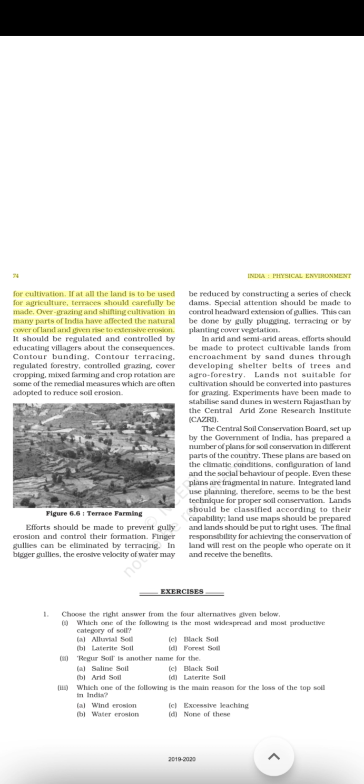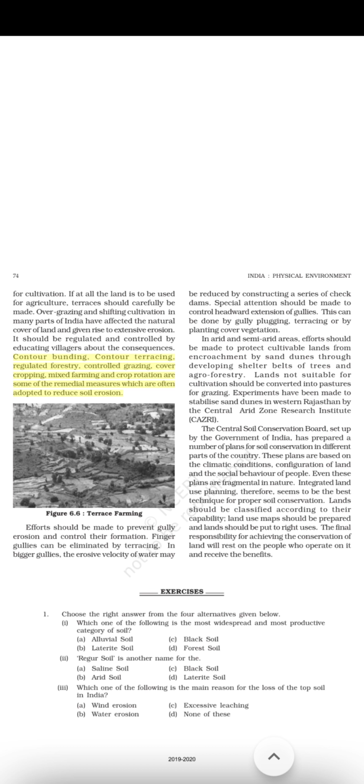Overgrazing and shifting cultivation in many parts of India have affected the natural cover of land and given rise to extensive erosion. It should be regulated and controlled by educating villagers about the consequences. Contour bunding, contour terracing, regulated forestry, controlled grazing, cover cropping, mixed farming, and crop rotation are some of the remedial measures which are often adopted to reduce soil erosion.